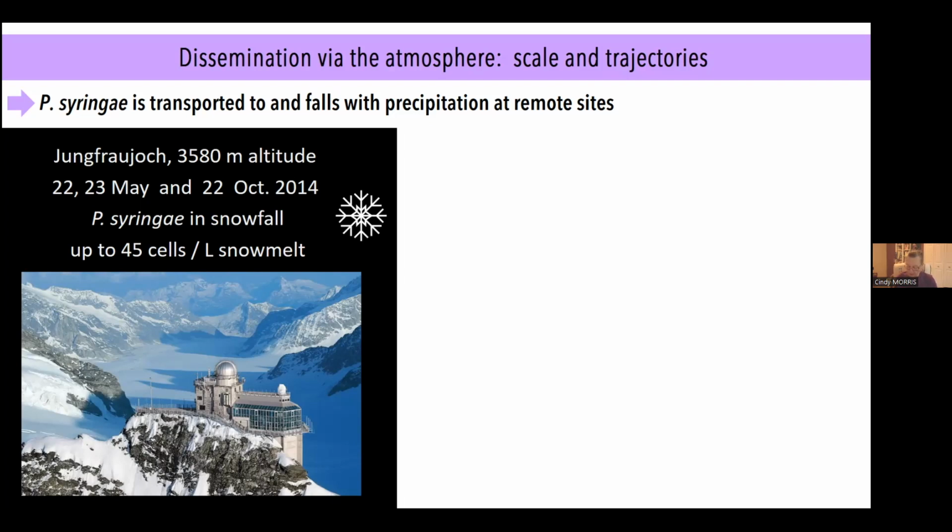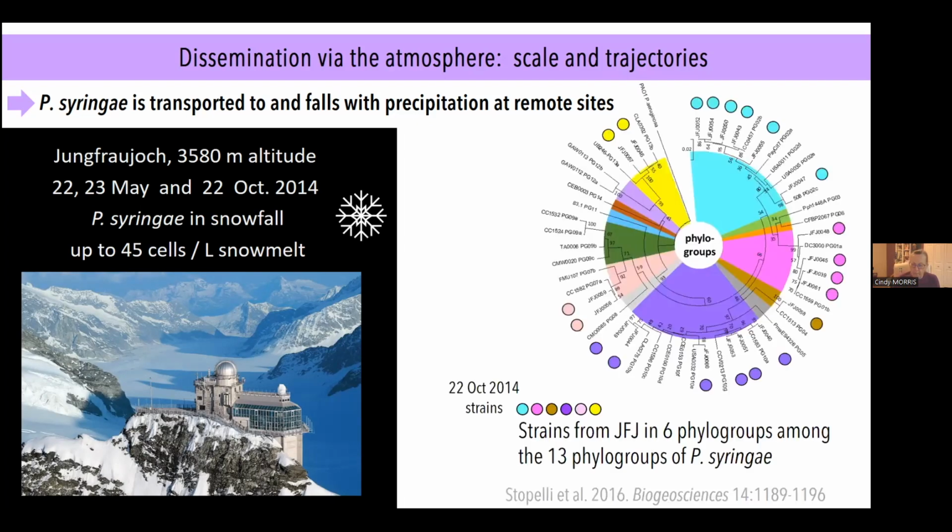So, okay, I said, okay, what's diversity? So just ask yourself, what would you expect? One snowfall event, what kind of diversity of any pathogen would you expect? All homogeneous, diverse? I had no idea what to expect, but I was shocked when I saw this.